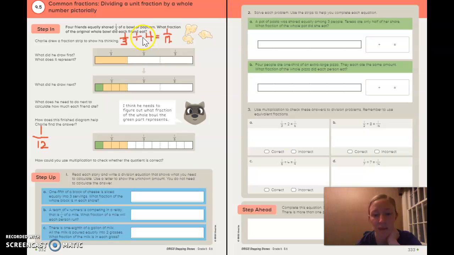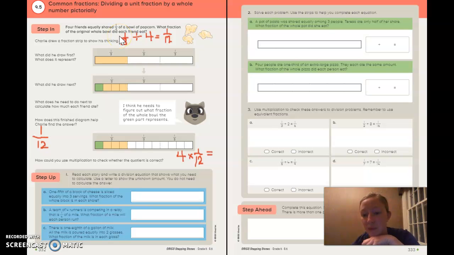To do that, I'm just going to do the classic switcheroo. This was 1/3 divided by 4 equals 1/12. I'm going to see what 4 multiplied by 1/12 is. And if I get the answer 1/3, I know I'm correct.